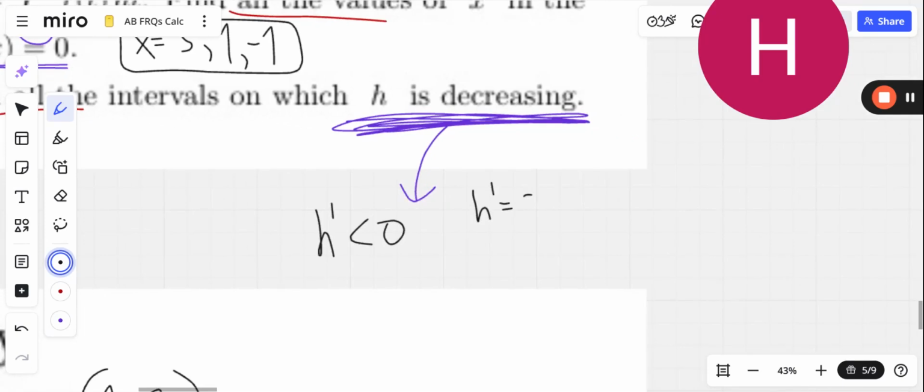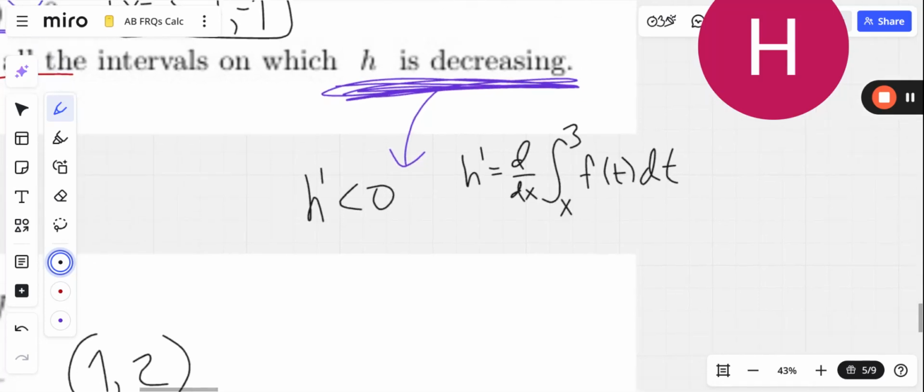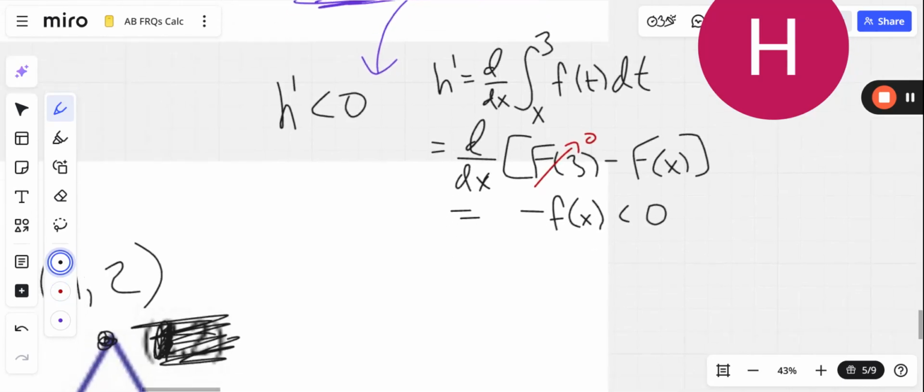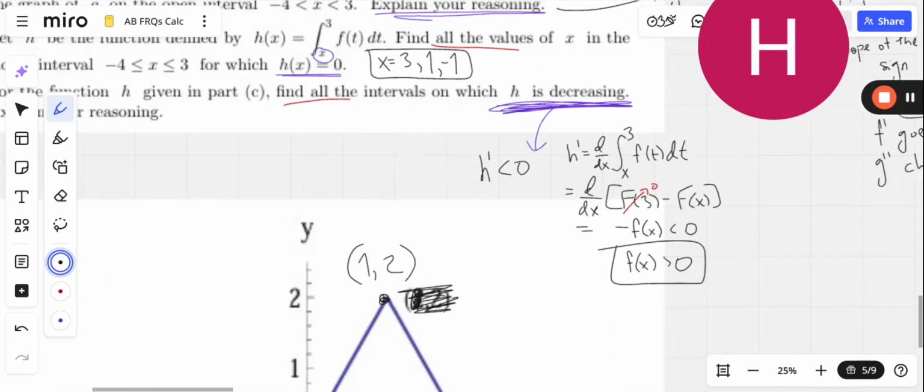Well, h prime is the derivative of h, which means it's the derivative of the integral from x to 3, which means we use the second fundamental theorem of calculus, and we say it's the derivative of capital F of 3 minus capital F of x, which means this constant F of 3 goes to 0, but then we end up with negative f of x. Again, we need this to be negative, which means we need f of x to actually be positive. So this is the explanation of the reasoning.